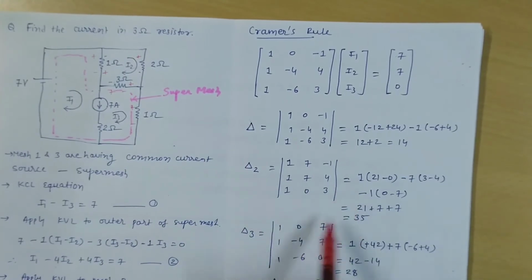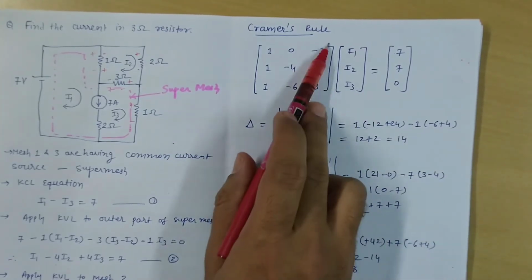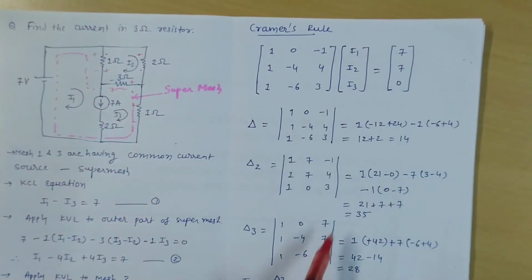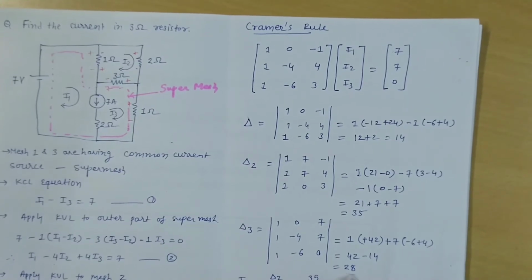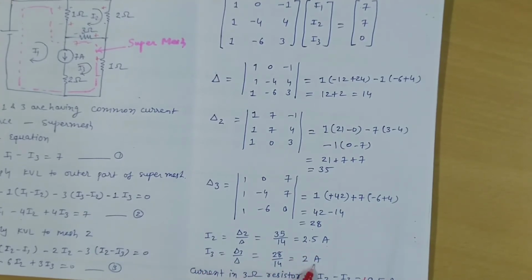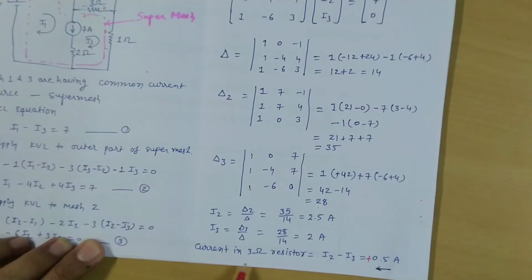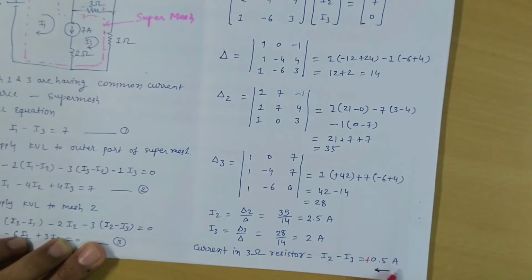If we simplify this matrix, we get the value 35. Now for delta 3, we are replacing the third column with 7, 7, 0. So we get the value of delta 3 is equal to 28. The value of I2 is delta 2 divided by delta, and we get 2.5 ampere. The value of I3 is delta 3 divided by delta, and we get 2 ampere. The current flowing in the 3 ohm resistor is I2 minus I3, which is equal to 0.5 ampere.